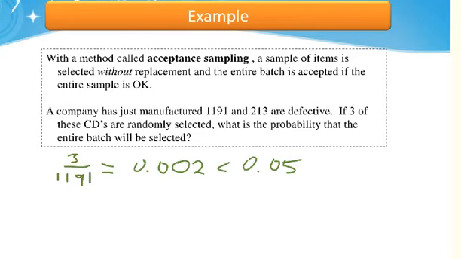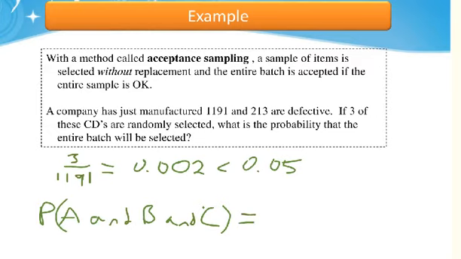Now to find the probability of A and B and C occurring, where A is the event that we pick a CD that is good, and B is the event that we pick a CD that's good, and C is the event where we pick a CD that is good, the probability of A and B and C occurring, since we can treat these as independent based on the 5% guideline, is the probability that A occurs times the probability that B occurs times the probability that C occurs.